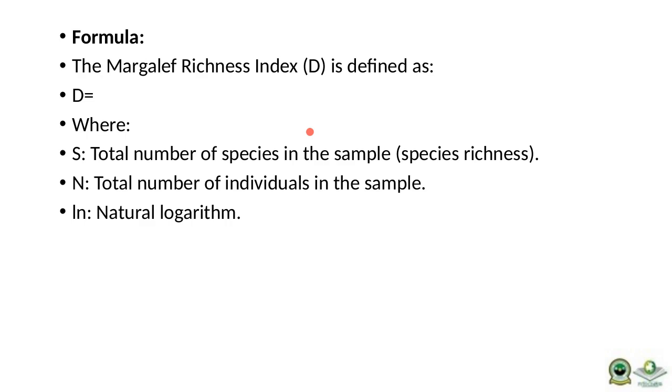The Margalef richness index is defined as D equals S minus 1 over ln N. Wonder why this is removed, but I guess it should be in your notes, the one I uploaded, the model for the Margalef index. I don't know why LMS always removes all these model equations. Where S is the total number of species in the sample, that is species richness, and N is the total number of individuals in the sample, and ln is the natural logarithm.